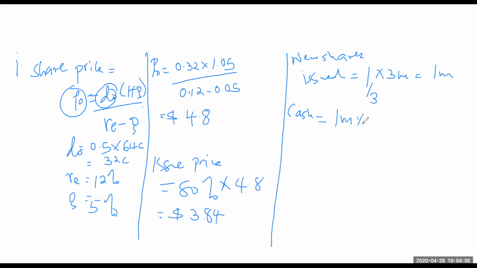We multiply by the amount they receive for 1 share, which is 3.84. Therefore, 3.84 million is the amount of cash they want to receive from the issue. Hope it's very clear.